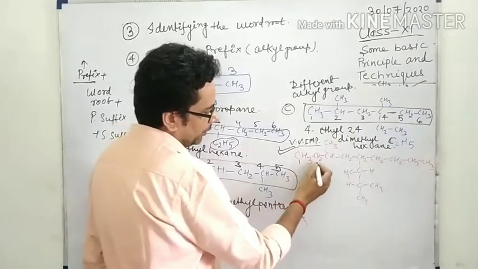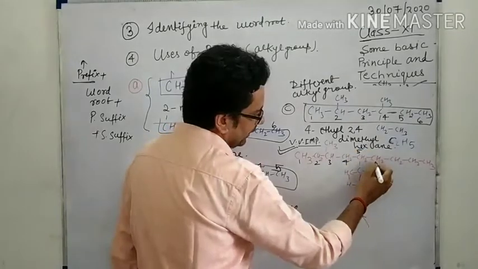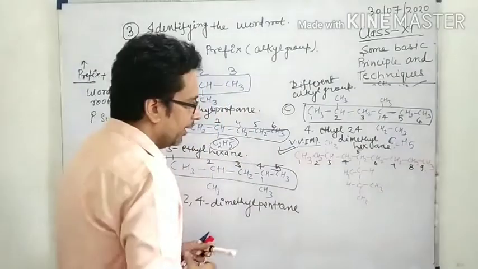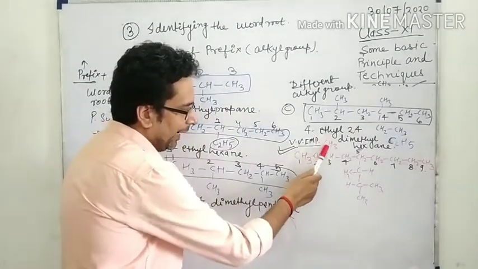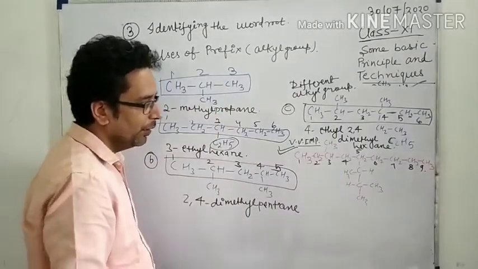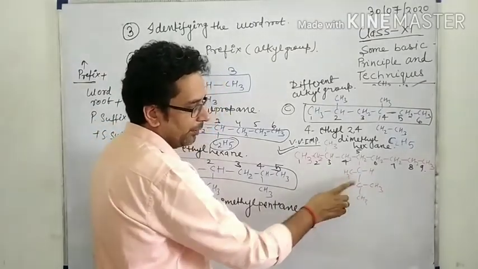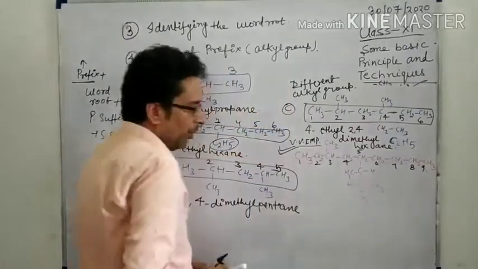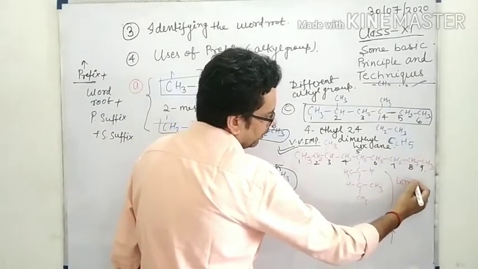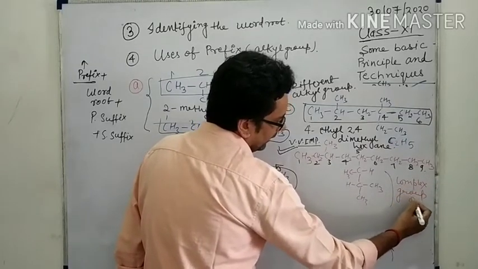So look here, in this condition, first we select the longest carbon chain. Look here, 1, 2, 3, 4, 5, 6, 7, 8, 9. Okay, now look here, in the third position a methyl group is attached, but in the fifth position, what is the name of this group? It is not ethyl or methyl. So it is the complex substituent. Complex group or side chain.